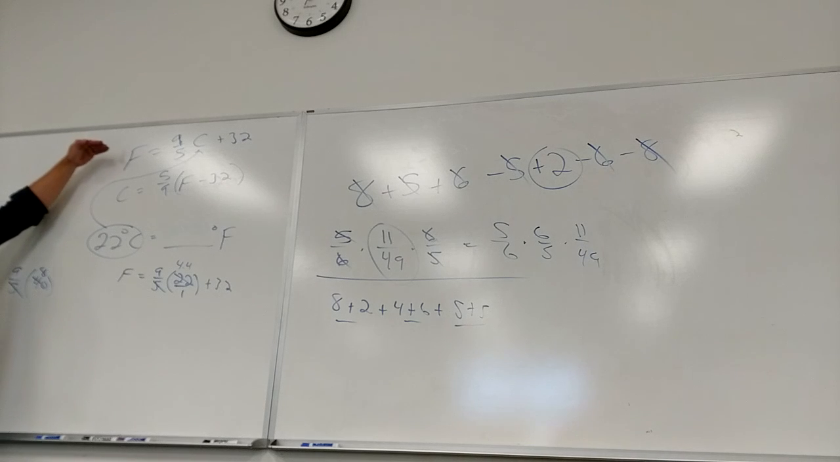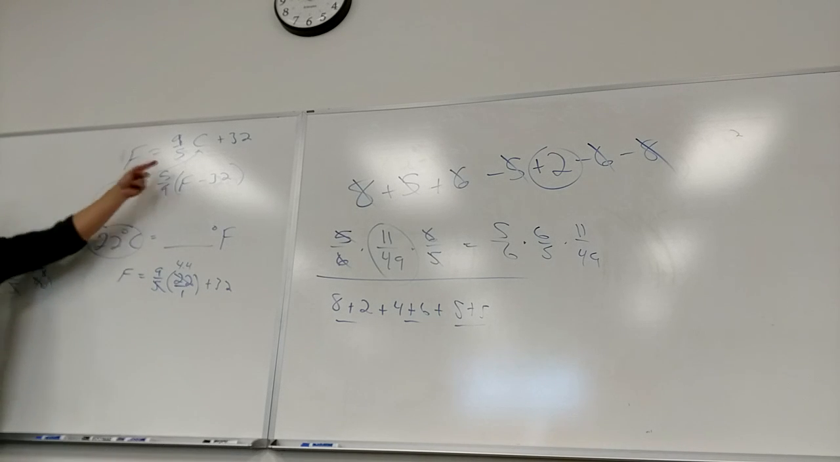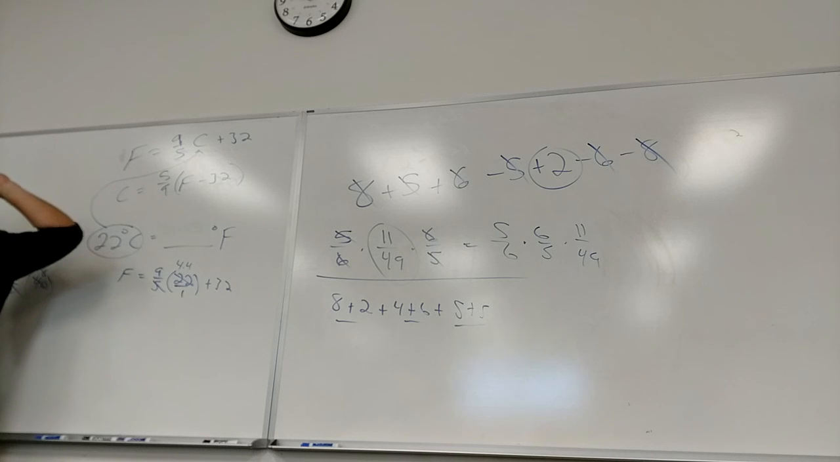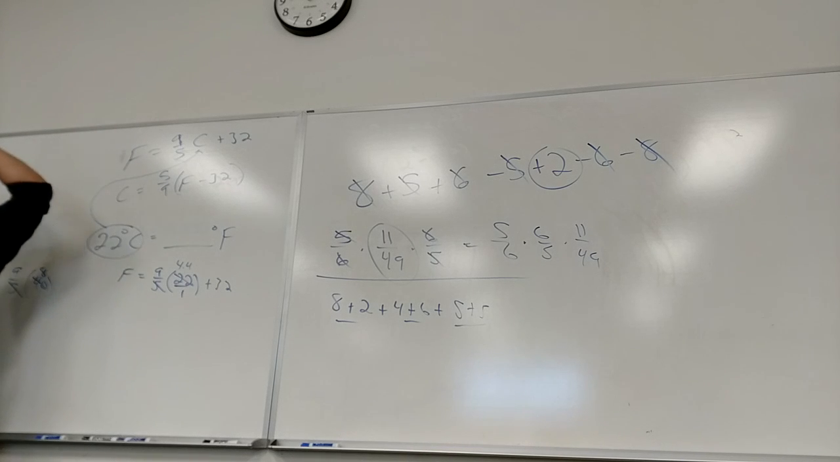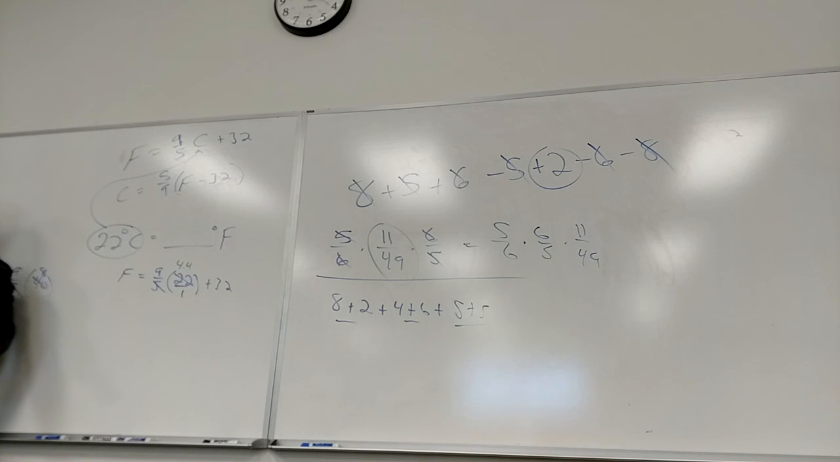No. We talked about where these came from last time, so I'm not going to rewrite them. We talked about boiling point and freezing point and trying to make it make sense as to why that's 9/5. But now this is an equation that translates from Celsius to Fahrenheit. And this one goes the other way. That's all.